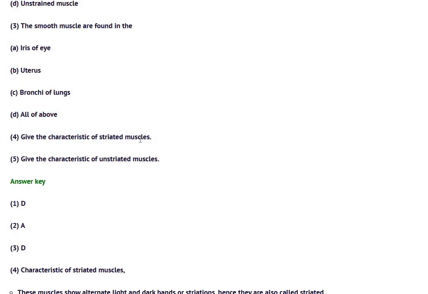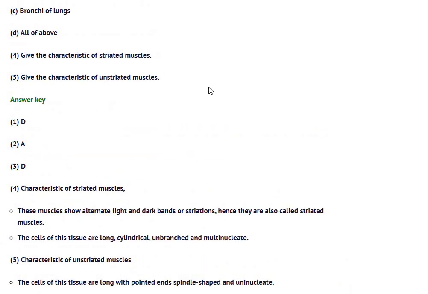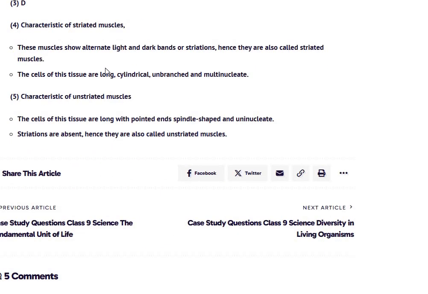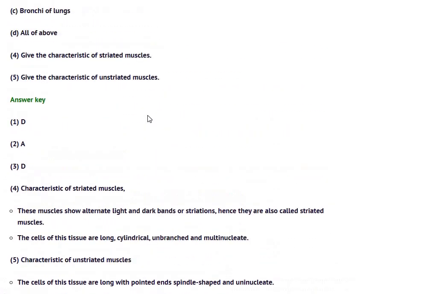Give characteristics of striated muscles. So striated muscles, they have light and dark band striations. We can control them by our will, and they're multinucleated, unbranched, and all. Give characteristics of unstriated muscles. They don't have strips of dark and light. They are spindle shaped, and striations are absent. Hence, they are called unstriated muscles.